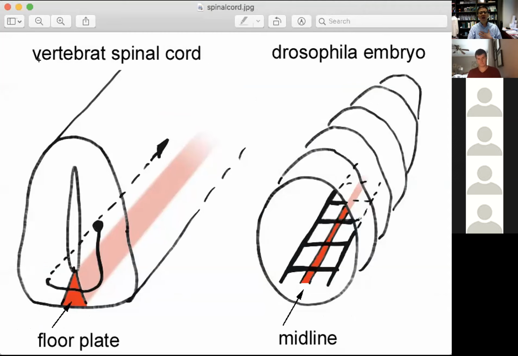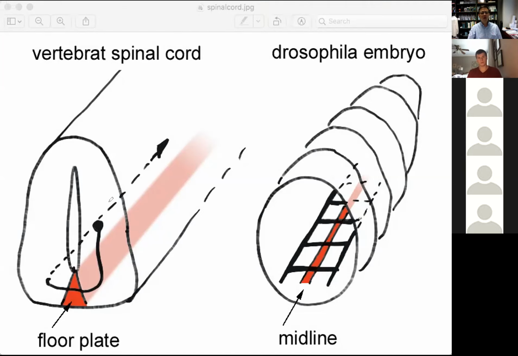And then you see it's a vertebrate spinal cord. This is not my drawing, okay? I just copied it from somewhere. Right. So the reason why I have this is that, okay, let me change to, you know, here.